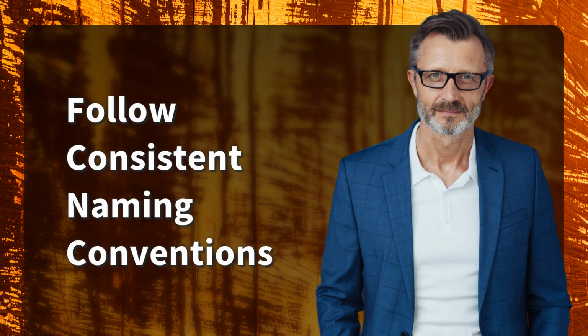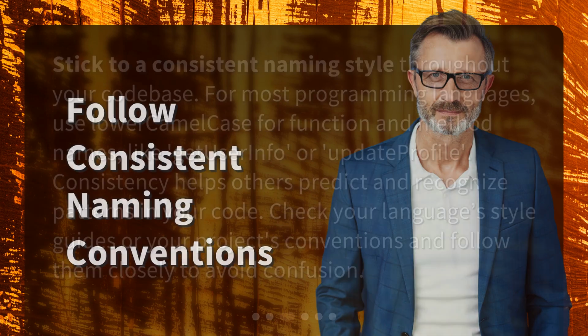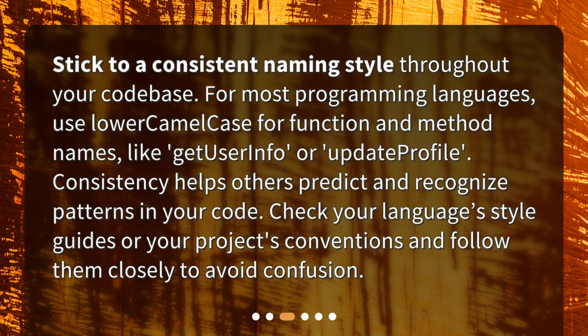Follow consistent naming conventions. Stick to a consistent naming style throughout your code base. For most programming languages, use lower camel case for function and method names like getUserInfo or updateProfile. Consistency helps others predict and recognize patterns in your code. Check your language's style guides or your project's conventions and follow them closely to avoid confusion.